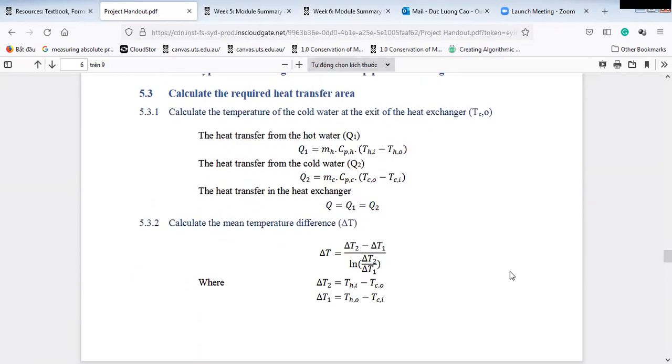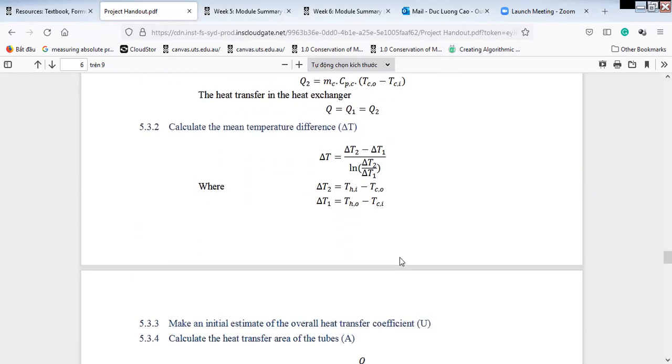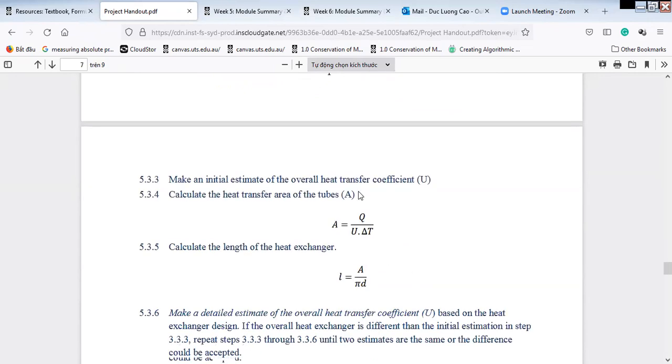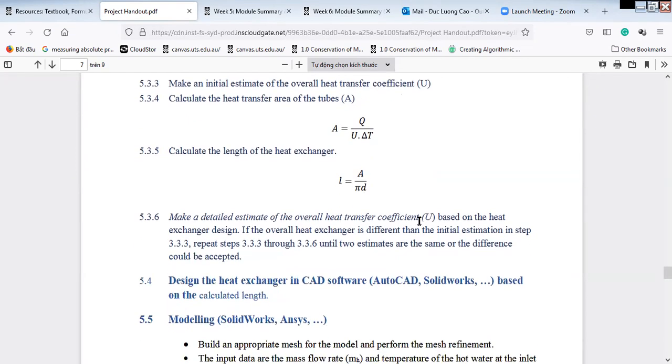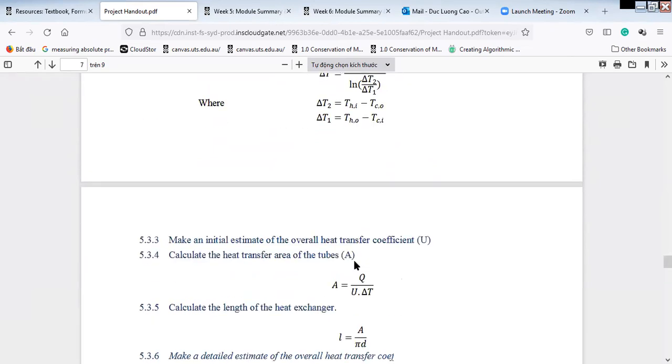It uses the mean temperature difference, delta T, and the overall heat transfer coefficient. You studied this one in week 8 already. The purpose of this process is to find the length of the heat exchanger. Following these steps, you can finish it.